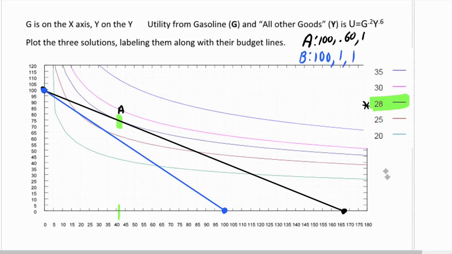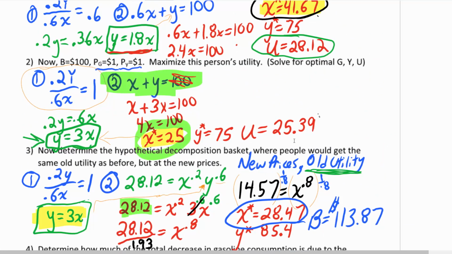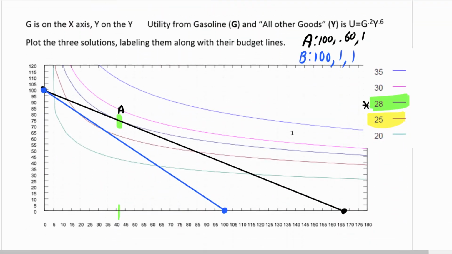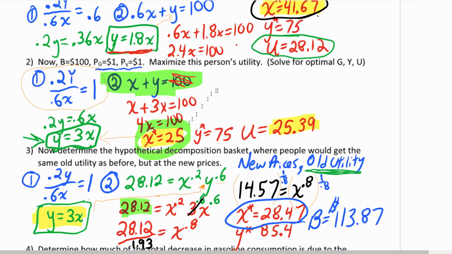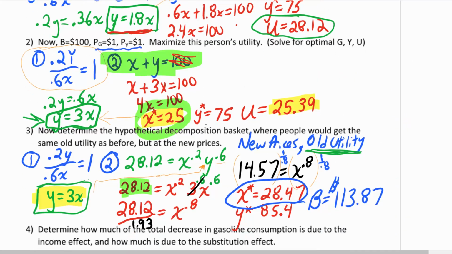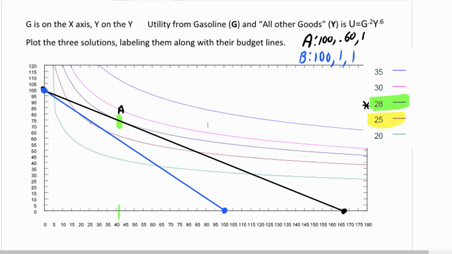And what we're looking for here is that we should be getting about 25 or so utils. That's what our answer said up here, right? 25.39. So we're getting a little bit more than 25 utils, which means we ought to be able to get a little bit beyond this indifference curve here for 25 utils, and we can. You can see a little bit of gap right there. And the solution for problem 2 was 25 X's and 75 Y's. Our optimum point was about here, 25 and 75 for point B. Checks out. All right, so now our decomposition basket. Let's see, we had $113.87.